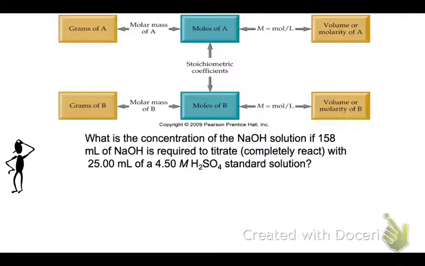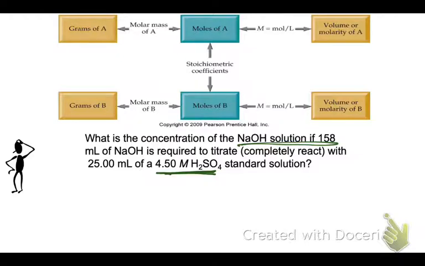Let's read this question. What is the concentration of the sodium hydroxide solution if 150 ml of the sodium hydroxide solution is required to titrate, which means completely react, with 200 milliliter of sulfuric acid, which has a 4.5 molar. So how do I know they are solution? Because they have molarity, right? And volume. So this is acid and this is base. I'm not diluting the same concentration like in the previous example. These are two different concentrations.